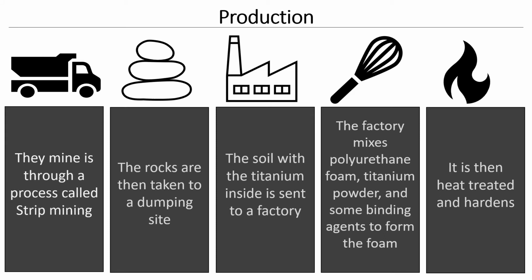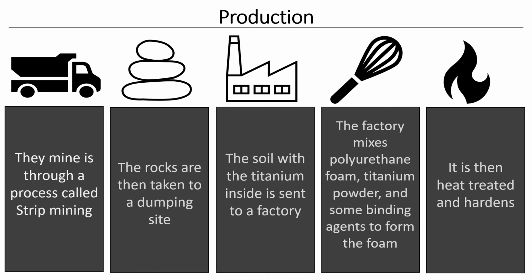The production of titanium foam starts when the titanium is mined through a process called strip mining. In simple terms, they blow up the ground with explosives till the soil is torn up, and the company then sends the rocks to a dumping site, and the soil with the titanium in it goes to the factories.